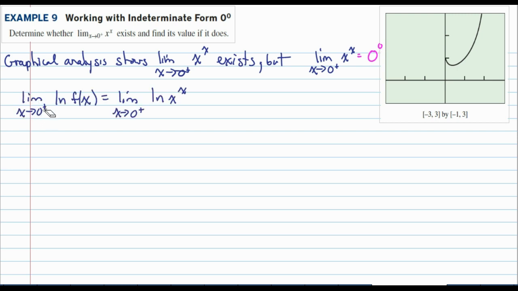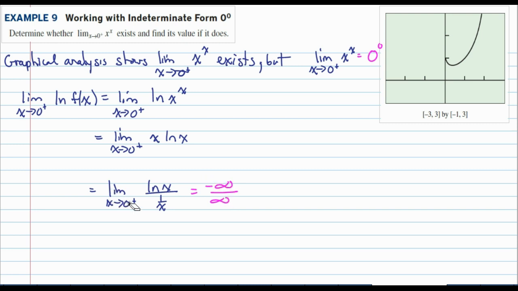the limit as x approaches 0 from the right of the natural log of f of x, which is the limit as x approaches 0 from the right of the natural log of our function x to the x. Alright, so now let's see if I can simplify a little bit. I brought the x down as a coefficient, which again we want a 0 over 0 situation, so I put the natural log in the top and then divided by the reciprocal of x instead, which does give us, not 0 over 0 actually, but this time infinity over infinity.